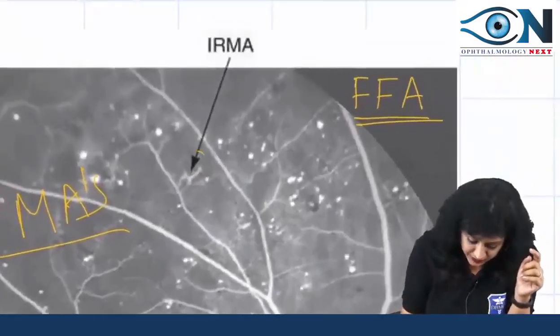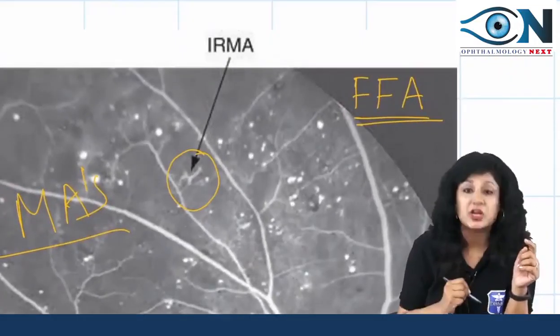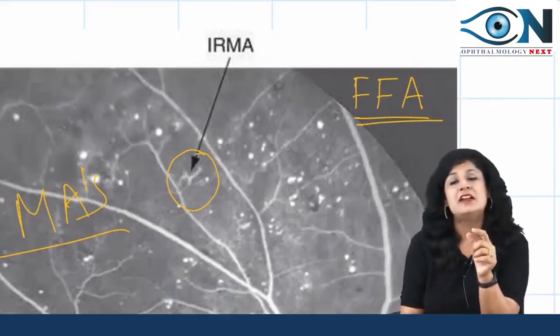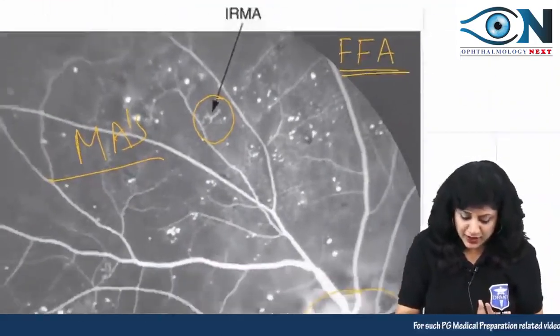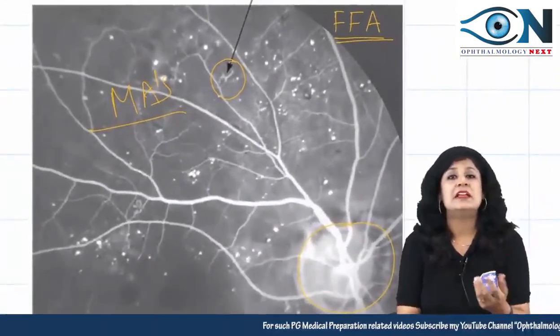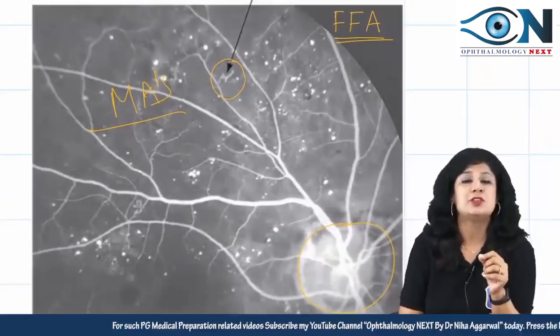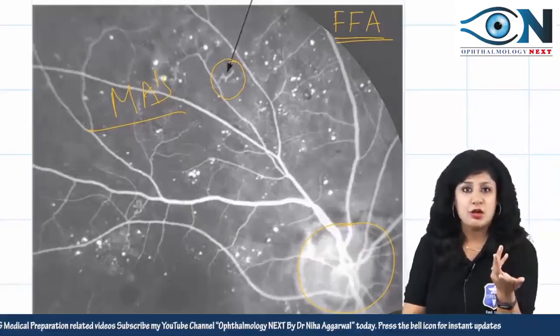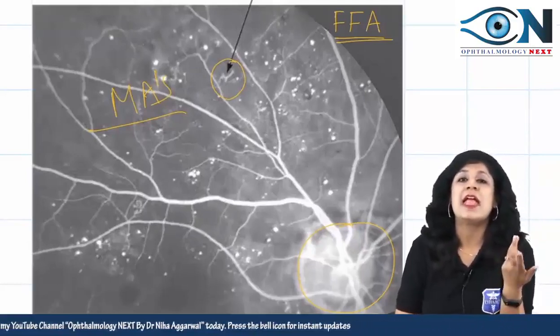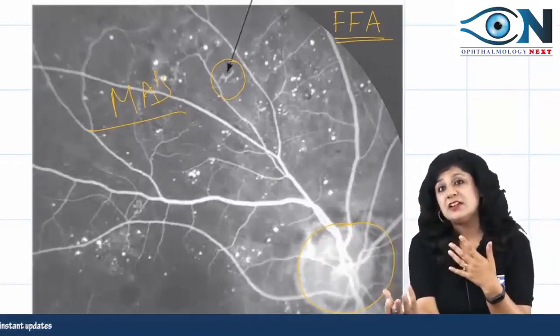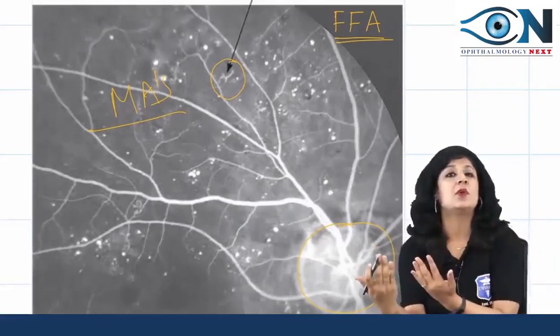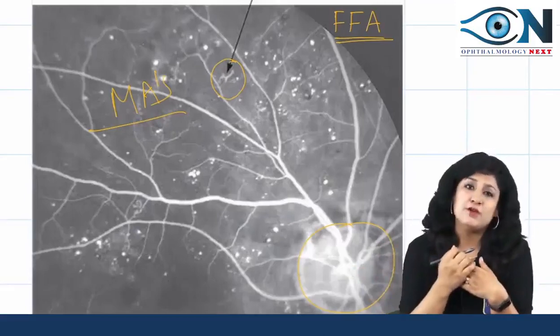Then you can even see the AV shunts. Can you see here? This is showing you a small AV shunt. This small AV shunt is actually the IRMA, intraretinal microvascular abnormality. So if I show you this angiography, you can clearly say because there are small hemorrhages, this is just the starting of diabetic retinopathy. So this is your NPDR stage. Because the AV shunt is also there, that means it is going into the severe variety of NPDR.